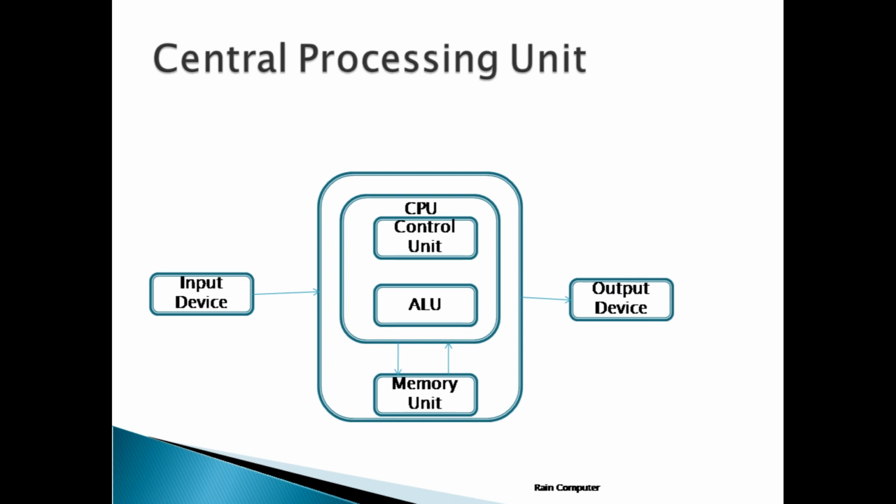Here is a block diagram of the central processing unit, that is your CPU. It includes a control unit and the ALU, that is the arithmetic logic unit. This CPU communicates with the memory unit to fetch and to save the program. It also gets the input from the input devices and displays the output in the output device. So this is how the central processing unit works.